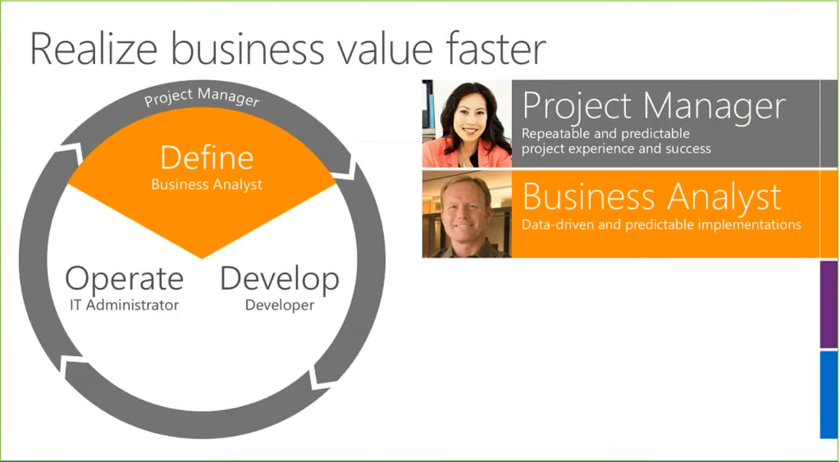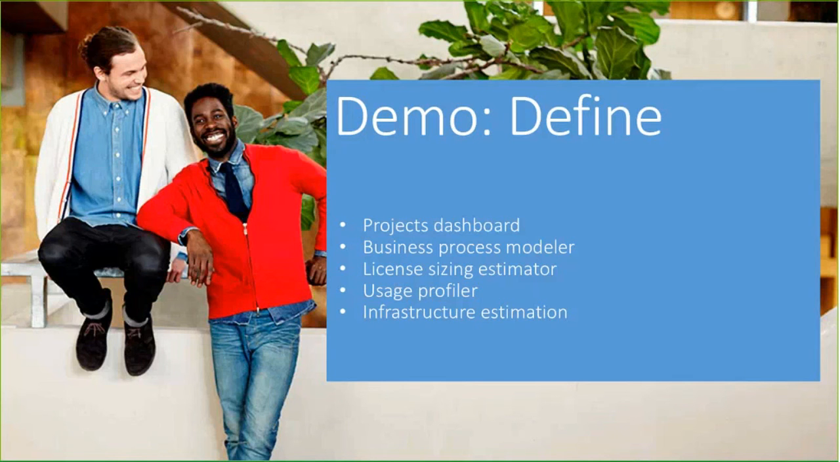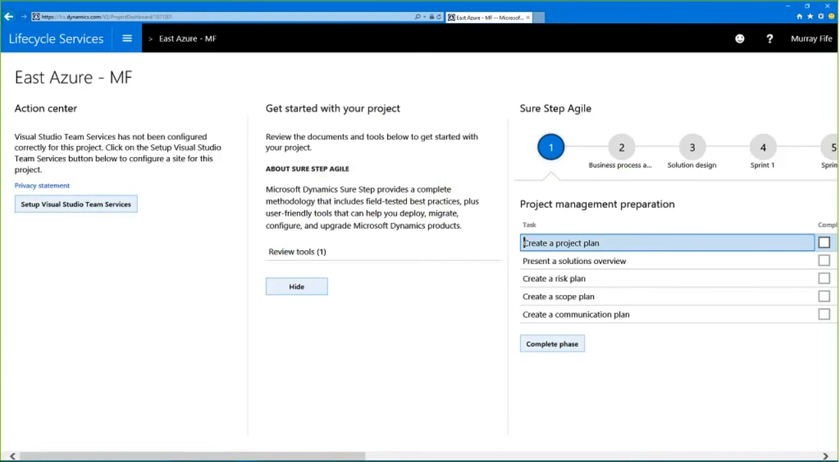But when you're at the definition stage, at the beginning of an implementation, there are a lot of things that you'll want to manage. We've talked about some of these already, but they include the business process modeler, licensing sizing, a licensing estimator, the usage profiler, and also the management of the projects. We're going to look at some of those and how they work so that we can get a better idea of how Lifecycle Services can help you. Now, let me just pop over here.